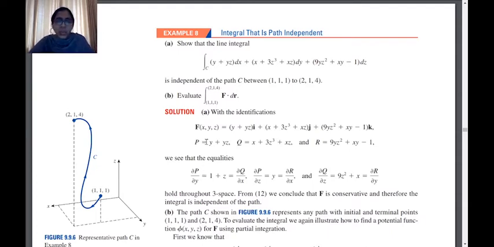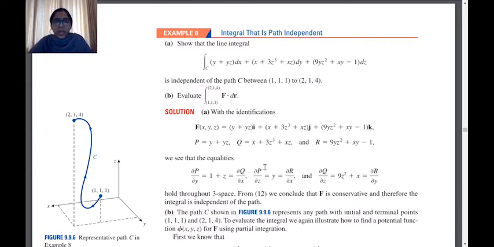What will be ∂P/∂y? We have to partially differentiate P with respect to y, keeping x and z constant. So what will the differential be? Differential of y is 1 and of yz is z. So ∂P/∂y will be 1 + z. Now let's see what will be the value of ∂Q/∂x. We partially differentiate Q with respect to x, keeping z and y constant. The first term is a constant term, so this will become 0. Differential of x is 1 and differential of xz is z. So again it is 1 + z. So ∂P/∂y is same as ∂Q/∂x.